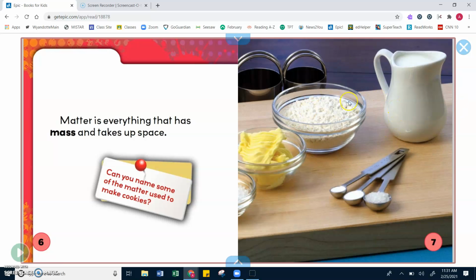So look at this picture and remember, matter is everything that has mass and takes up space. So this picture, flour takes up space, butter takes up space, the milk takes up space, as do the bowls and the container holding the milk and our measuring tools. So those are all different types of matter.